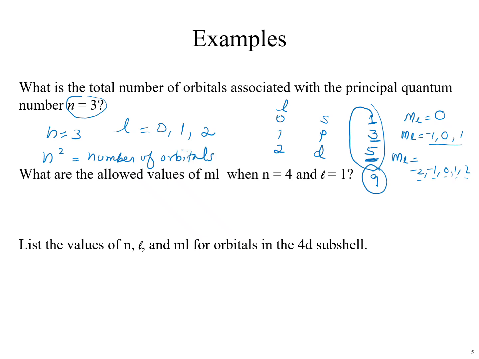Another way is just doing the numerical value of n squared, which is going to tell you the total number of orbitals that you have in that specific energy level. If we look at the second energy level, n is equal to 2. 2 squared is 4 orbitals. On the second energy level, you have an s orbital and 3 p orbitals, which is giving you a total of 4 orbitals.